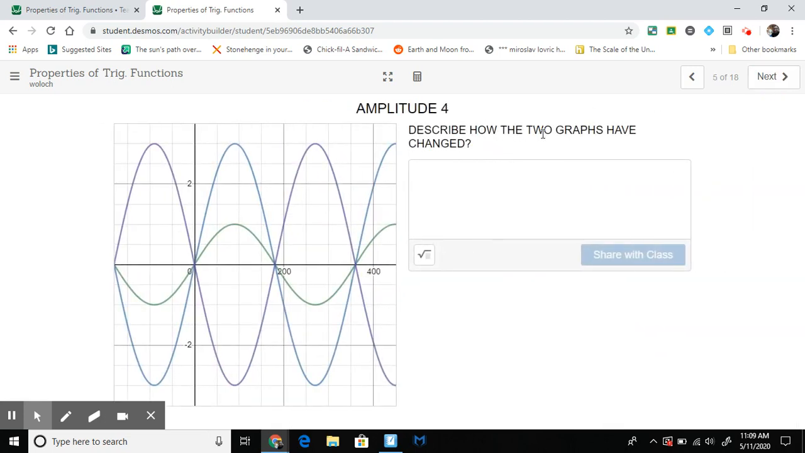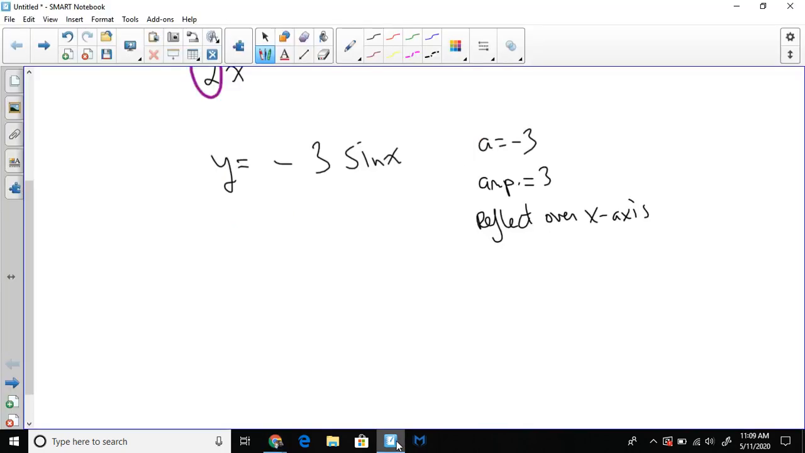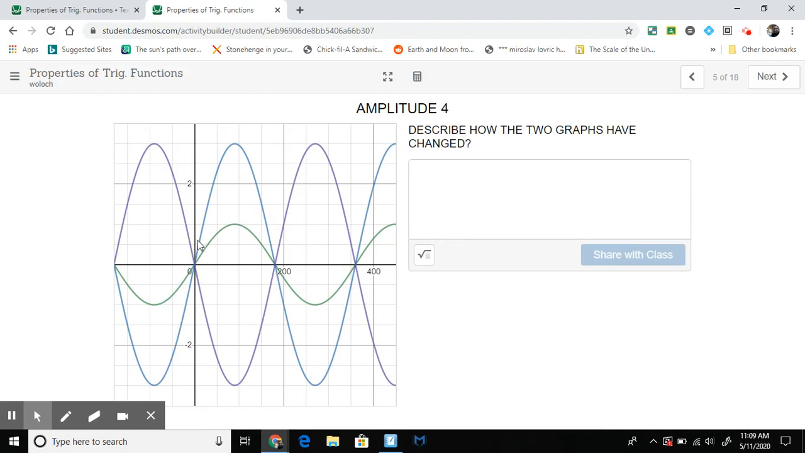Describe how the two graphs have changed. Generally, we would say what I put over here: the blue one and the purple one, the purple is just a reflection over the x-axis. The amplitudes are the same. If you look at the distance from here to here, it is the same as from here to here. Also a cool thing, if you didn't know, if you click on the graph, you'll see the actual coordinates, which will help you with phase shifts and stuff.